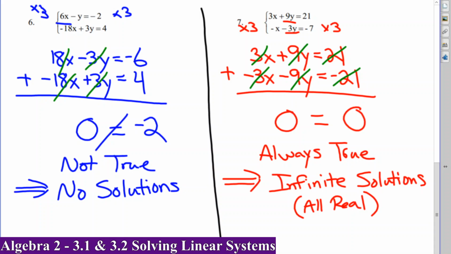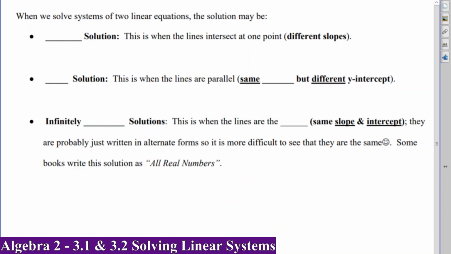Okay? So let's sum everything up from today. Whenever we are trying to solve systems of 2 linear equations, there are always going to be 3 different possibilities. Either we are going to have one possible solution, right? A coordinate, x and y. And they're going to have 2 lines that are going to intersect at one point. Slopes are going to be different.